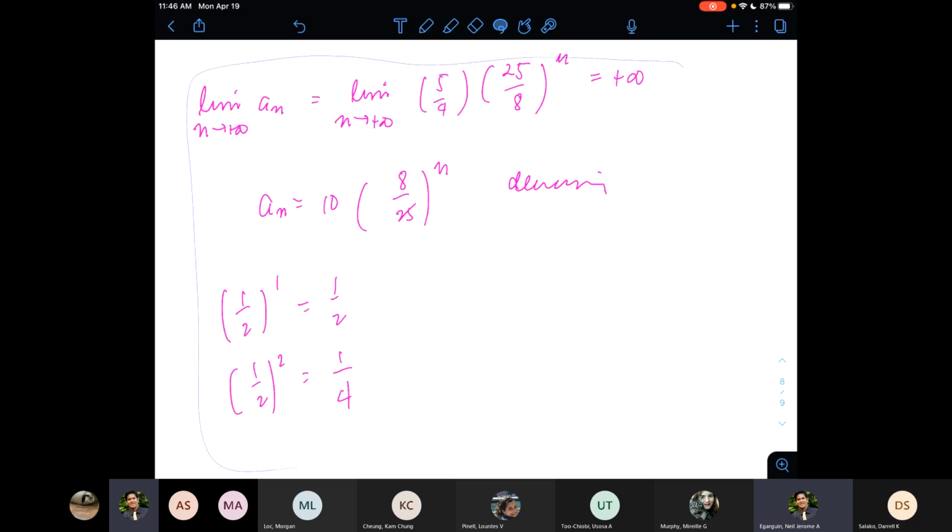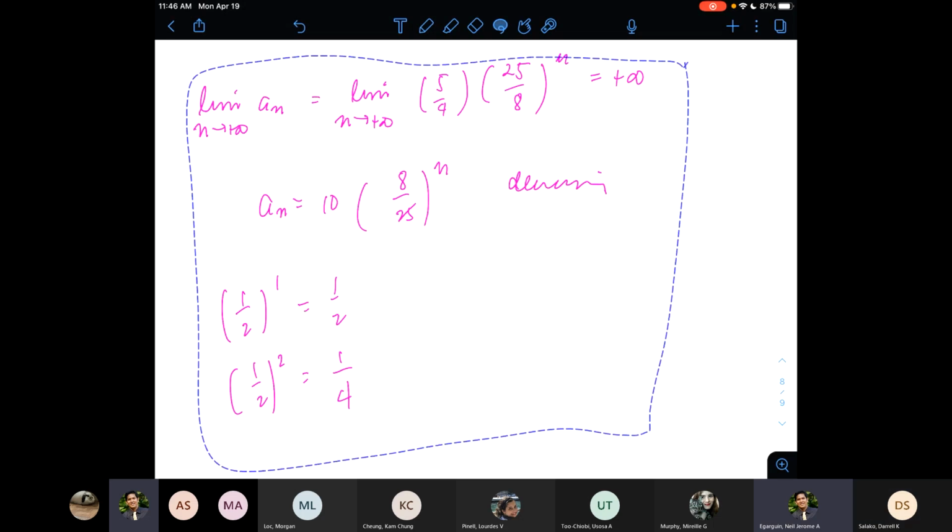Okay. And the limit of an will be equal to 0 if the base is less than 1. Because if you keep on increasing n, or raising a fraction less than 1 to a large exponent, then the limit will be equal to 0.